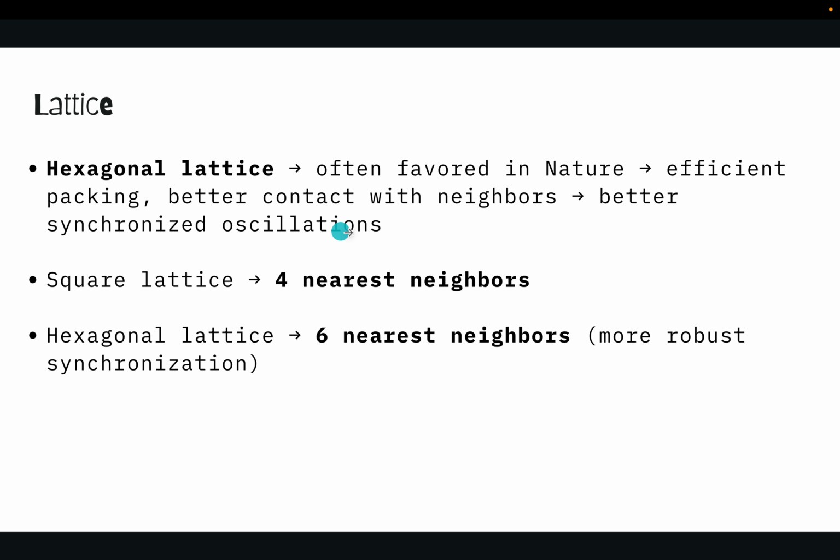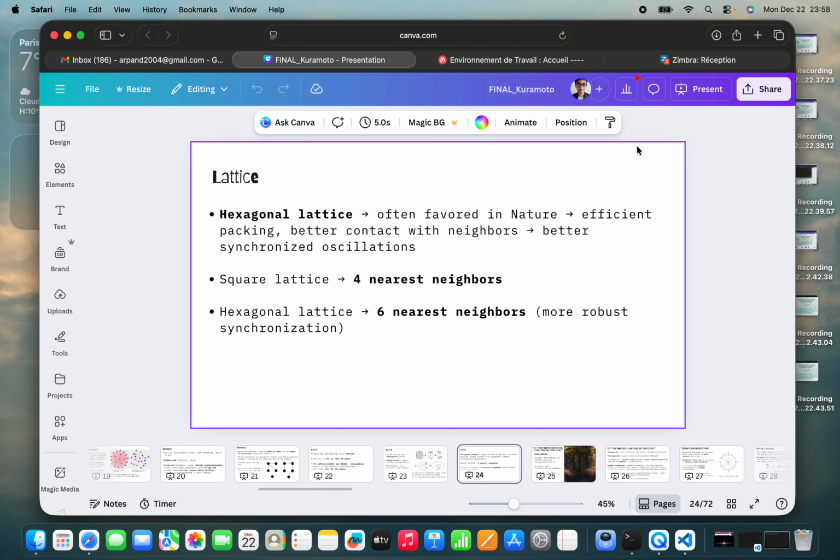So better synchronized oscillations, because you are in better contact with your neighbors. So when we are saying that we are modeling the oscillators on the hexagonal lattice, that's all I'm saying. In a hexagonal lattice, the edges of the hexagon, the vertices, are the points, the oscillators. It would be good if I could show some pictures. Let me try anyway.